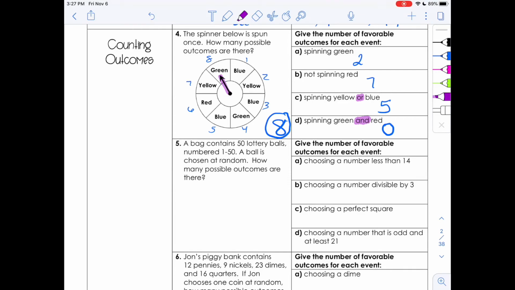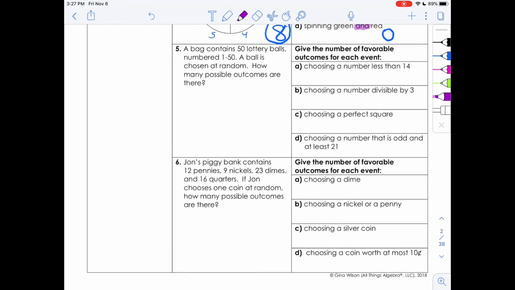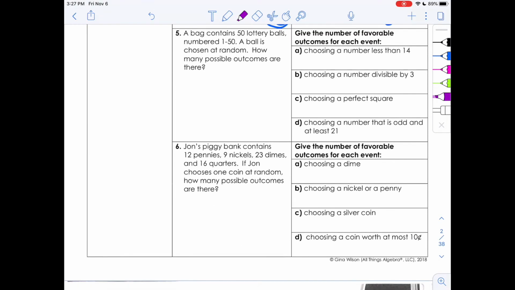Let's take a look at another example of counting those possible outcomes. This time we have a bag that contains 50 lottery balls. And on those lottery balls are numbers from 1 to 50. A ball is chosen at random. How many possible outcomes are there?